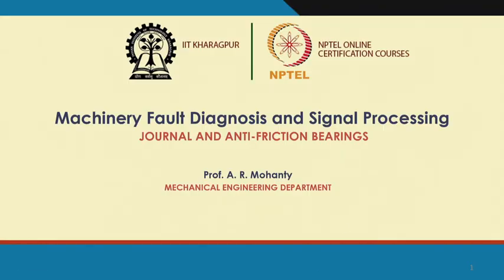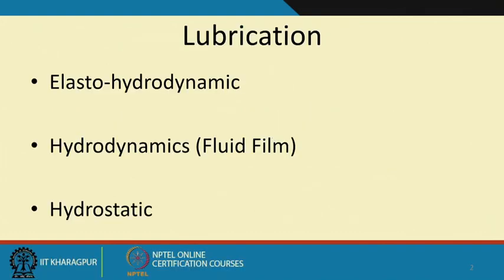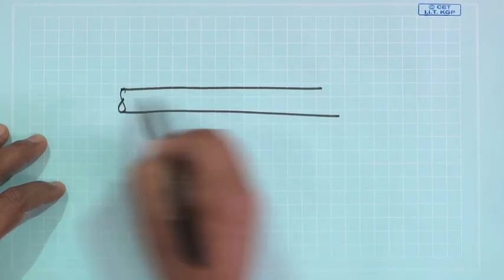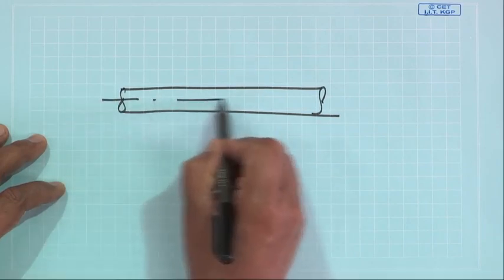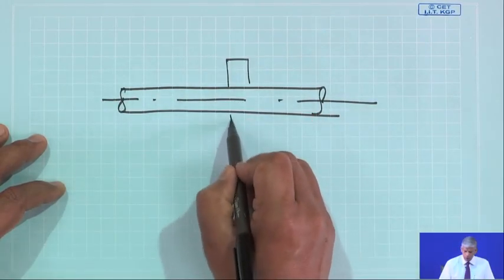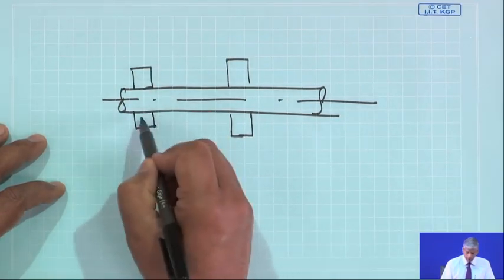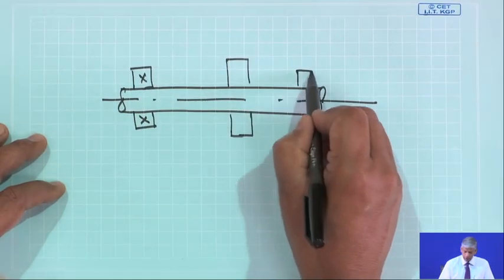Okay. So, today we will be focusing our discussions on fault detection in bearings, and in particular the journal bearing and then the anti-friction bearings. Well, as you know, the reason we have lubrication is to reduce the friction between the two rotating elements. For example, I have a shaft, and then shaft could be a member of a machine component, which could be carrying a gear or pulley, etcetera. But the shaft has to be supported on a bearing, which I am indicating by these crosses.